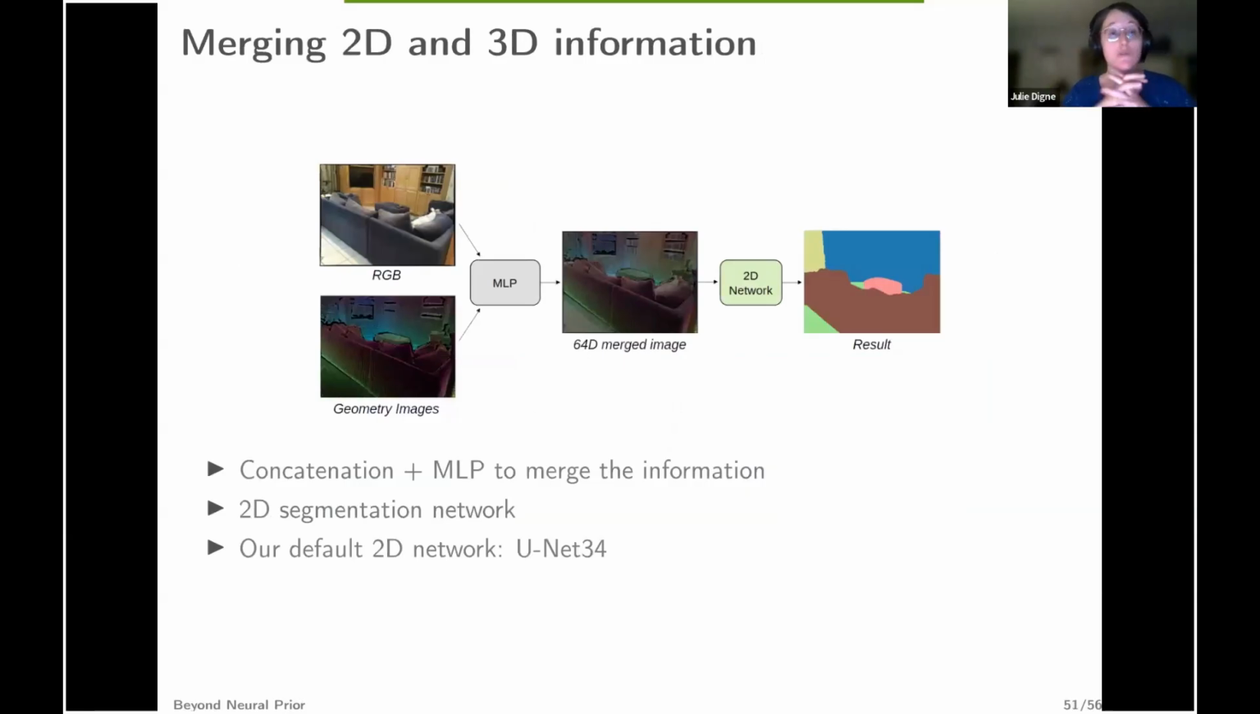And to merge information, we just concatenate the 3D features and the geometry image and run it through an MLP. Of course, the geometry images are actually very sparse. So when there is no information, the MLP will just extend the RGB information to get a description which is only based on the RGB information.